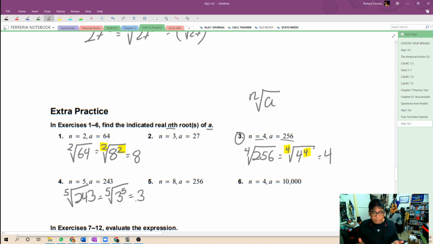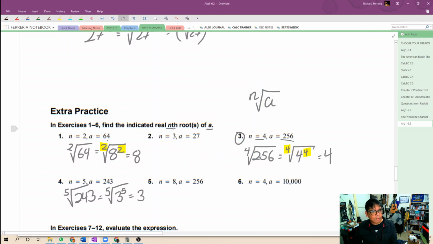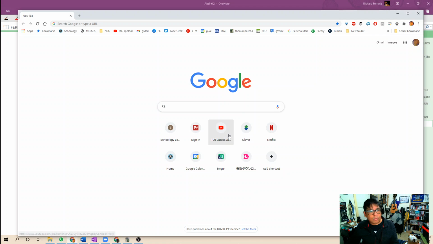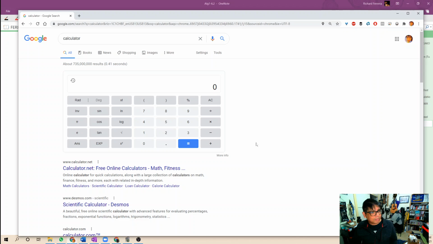Now, what if you don't have a fancy calculator like me? What could you do? Well, you can grab Google. So let's go to Google and let's figure out the fourth root of 10,000. Okay, so we're going to go to Google and we're going to look for a calculator. And Google will give me a calculator. Isn't that great? So now the button you're looking for is x to the y power, which is this one right here.